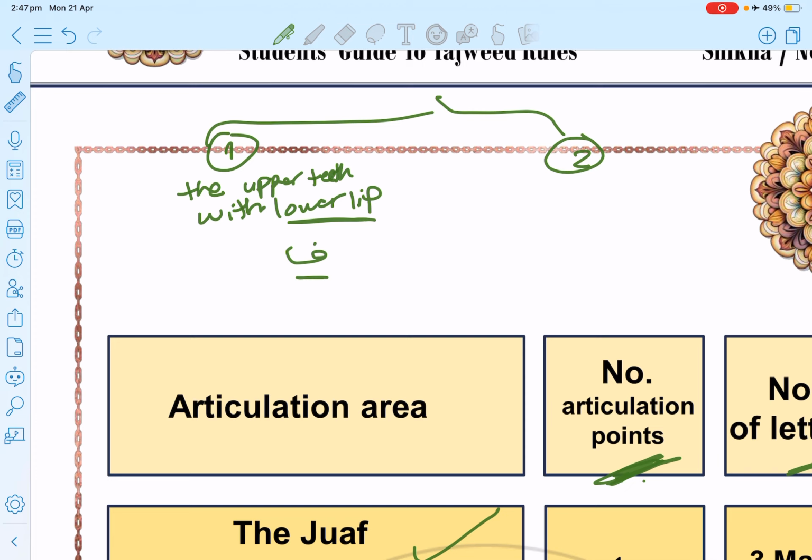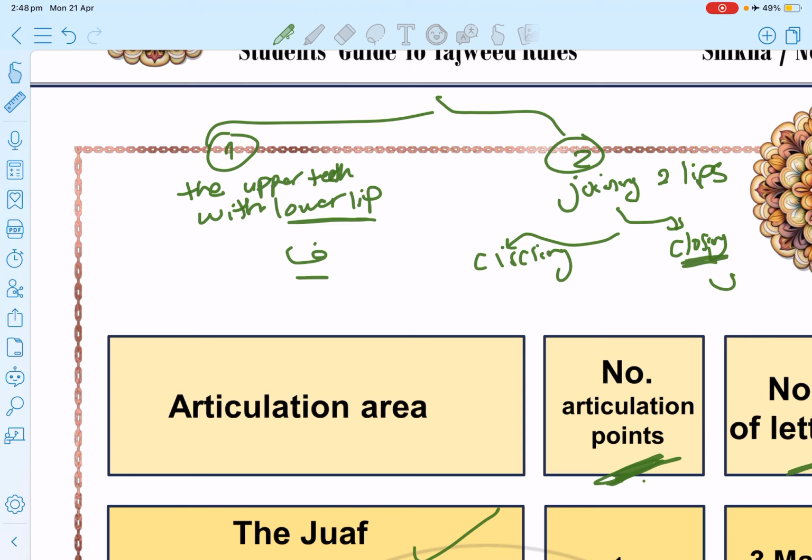Let's move to the second specific articulation point, which is joining the two lips. Number one, we have closing, and number two, we have circling them. Closing them, we have ba and mim. Try to say ab. You'll notice that you closed your two lips. You join them together by closing them, ab. And try to say mim also, you join your two lips by closing them. This is two letters, ba and mim, closing.